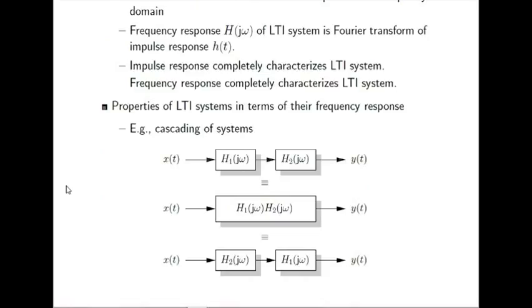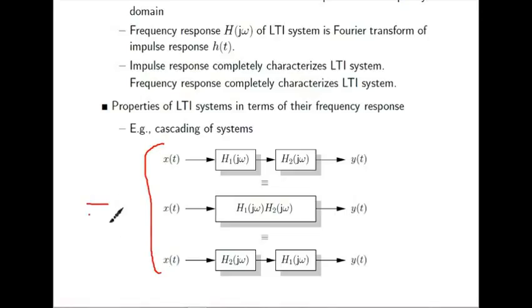First, see the cascading of systems. If I pass x(t) through H1 of j omega, then through H2 of j omega, and get the output y(t), then y(t) will be equivalent to the system where x(t) is passed through the multiplication of H1 and H2, or where x(t) is passed through H2 first, then H1. So all three systems are equivalent.